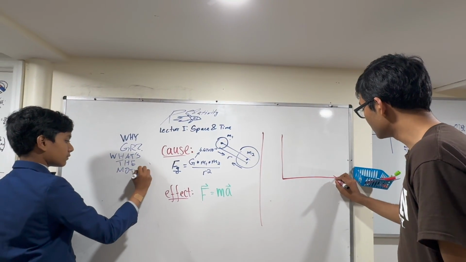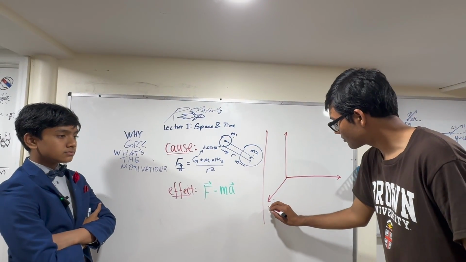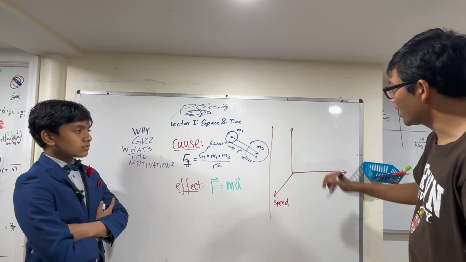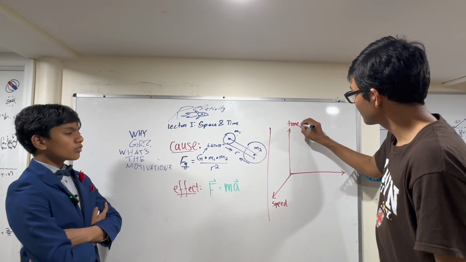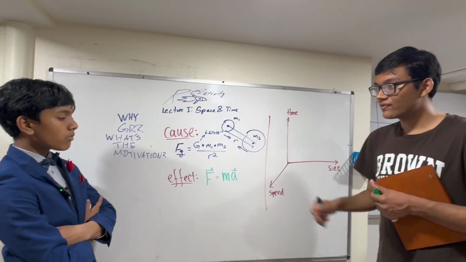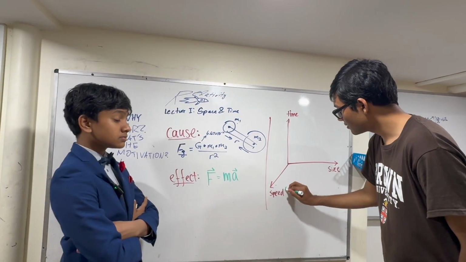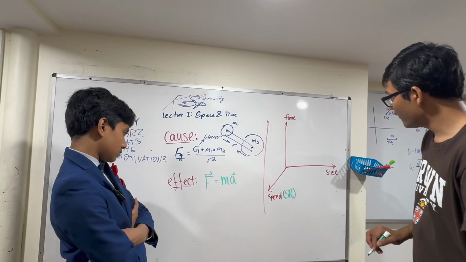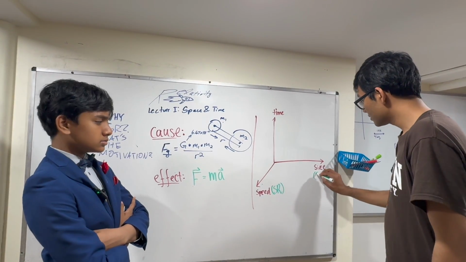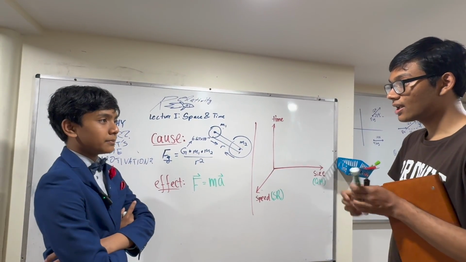Let me answer the question with a very small diagram. On the x-axis, I'm going to write speed. On the y-axis, I'm going to write time. And on the z-axis, I'll write size. If things are going at a very fast speed, we need special relativity, right? If we have something that's very small in size, do you know what we need? Quantum mechanics. Like quarks, for example. That's right.